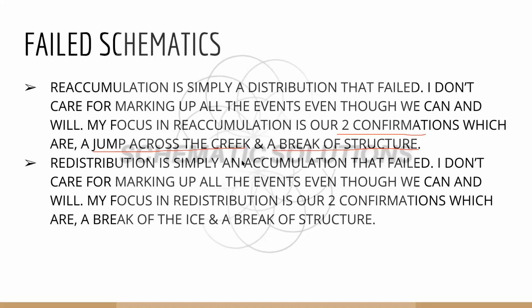So now for redistribution, it's the same exact thing, but opposite. A redistribution is an accumulation that failed. And once again, I don't mark up the events, even though we definitely can and we will. My focus is really just looking for the 2 confirmations, and those confirmations are a break of the ice and a break of structure. Once we identify those two confirmations, it's fair game. We've already identified our redistribution or reaccumulation.